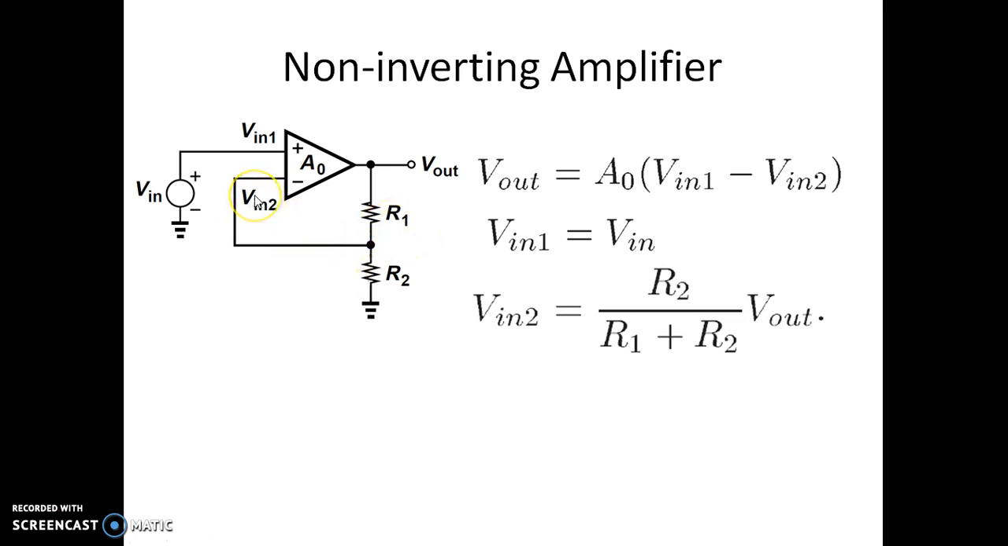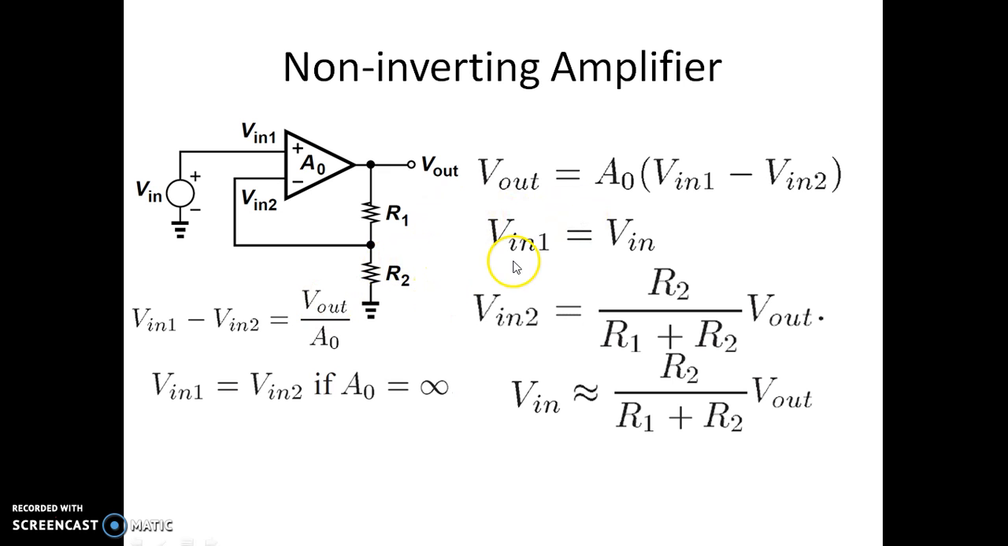The voltage at V in 2 is nothing but V out multiplied by R2 divided by R1 plus R2. This is due to the potential divider action. V in 2 is given by R2 by R1 plus R2 times V out. We also know from this expression that V in 1 minus V in 2 is nothing but V out by A0. From which we can write V in 1 is equal to V in 2 if A0 is equal to infinity.